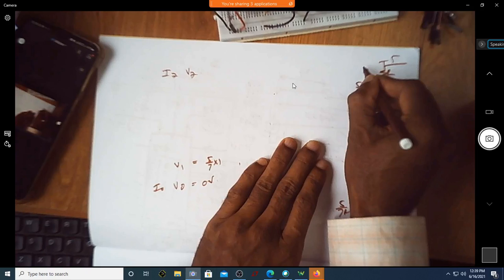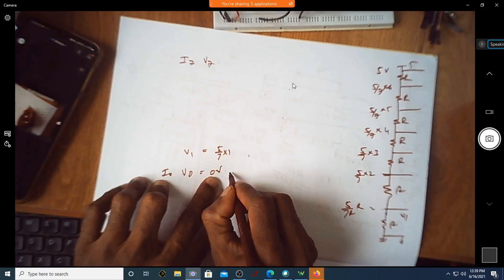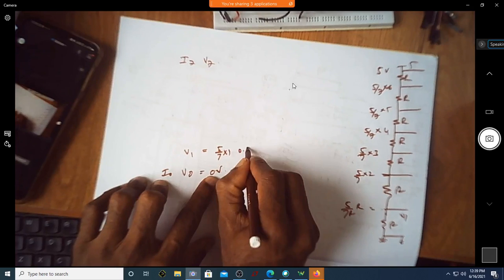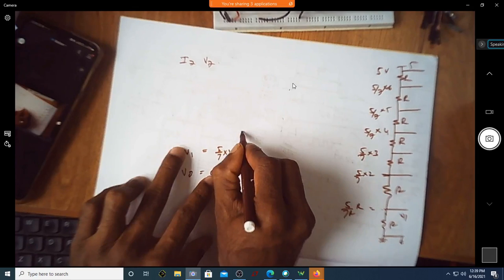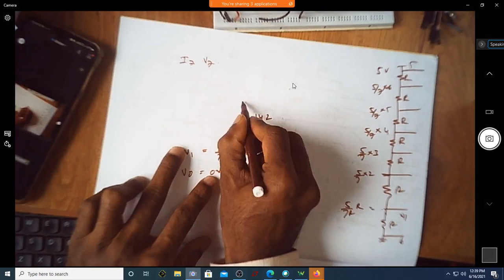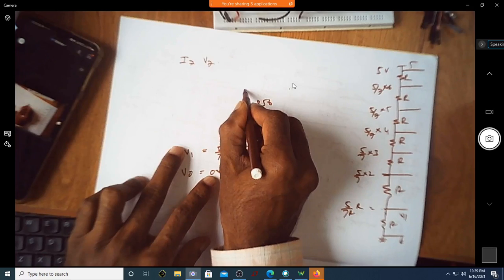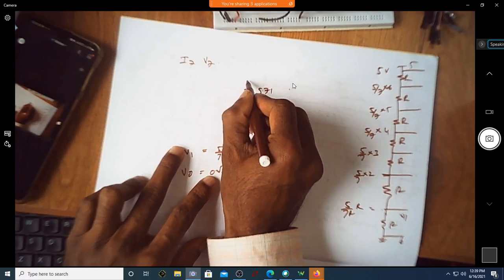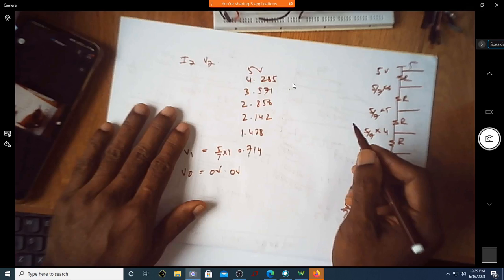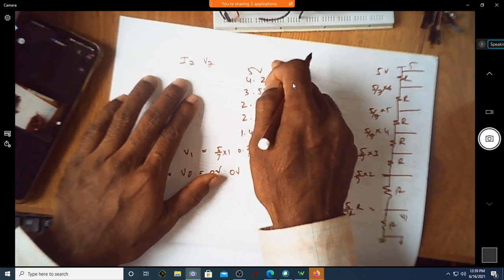So can I write the voltages as 0 volt, 0.714, 1.428, 2.142, 2.856, 3.571, 4.285 and 5. Correct? These are the different analog input voltages.